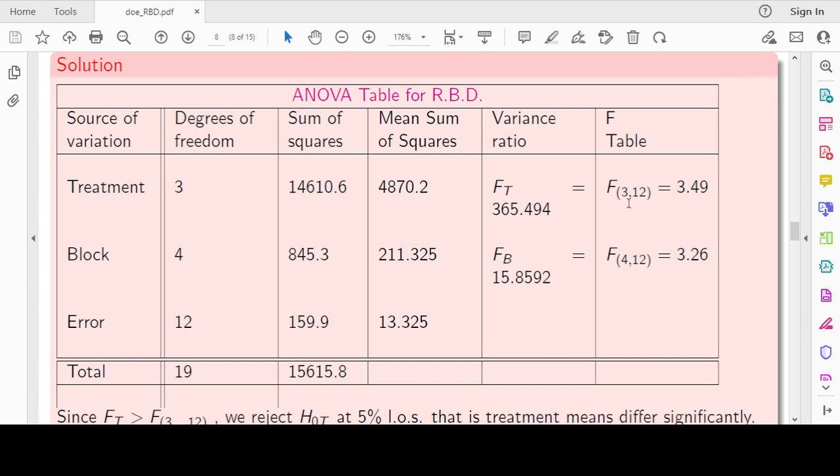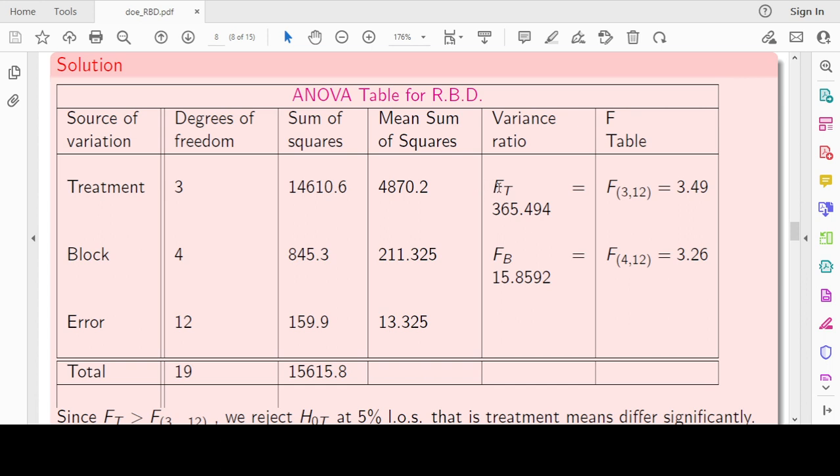Then we see the table value here, F at 3 and 12, the treatment degrees of freedom and error degrees of freedom. So that is F 3,12, and that value is 3.49. And for blocks we have 4 degrees of freedom for block and 12 for error. So F 4,12 is 3.26. This is actually the table value here.